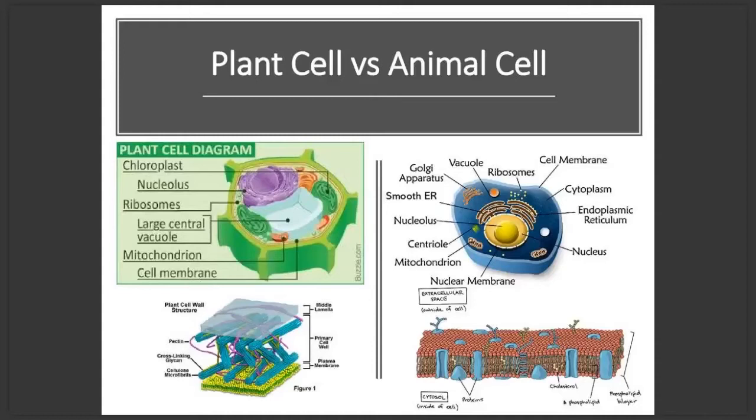And then lastly, the big main difference between the two are the chloroplasts. And these are the green organelles that you can see, and that is where the photosynthesis occurs.